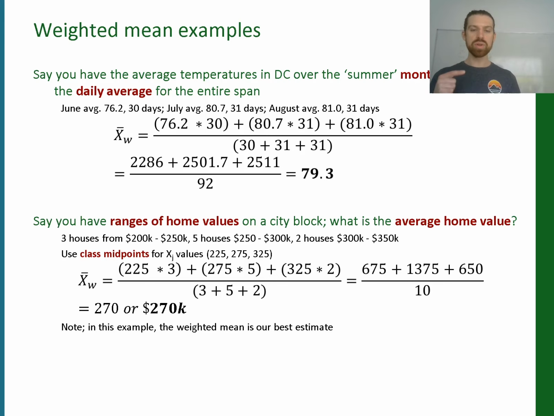I think the important point to emphasize here is that this is a weighted mean as a best estimate, okay? So we don't have the actual house prices within each of those range brackets, so we're using the midpoint as an example. So this is the best estimate based on the data that we have available to us. But that gives you an understanding for how we would make that sort of an estimate.